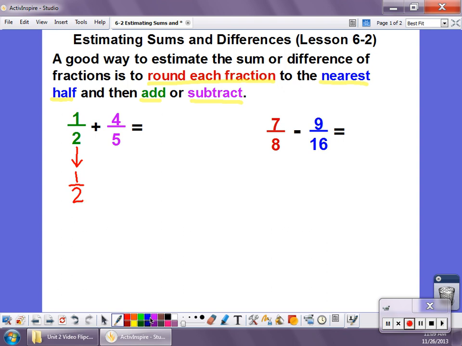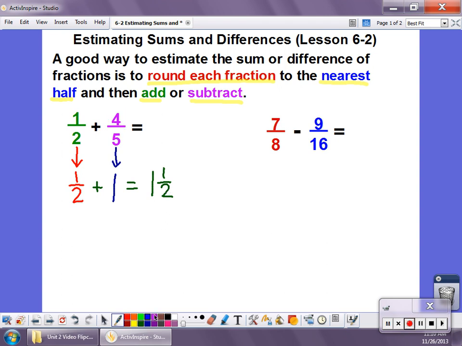But if we look at this fraction here, 4/5, I look at my numerator, which is 4, which is almost as big as my denominator, which is 5, which means this number is going to round up to the next whole number. Since there's no whole number in front of it, the next whole number would be 1. So this problem, if I'm estimating, is 1/2 plus 1, which is going to give me an answer of about 1.5. 1/2 plus 4/5 is about 1.5.